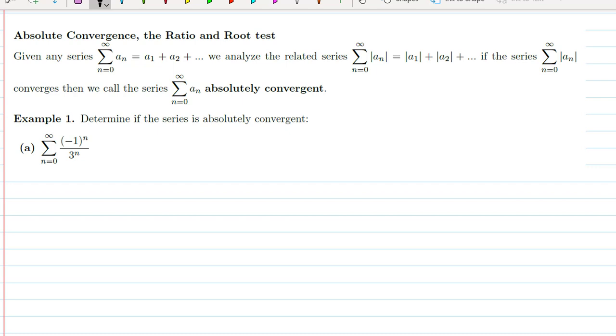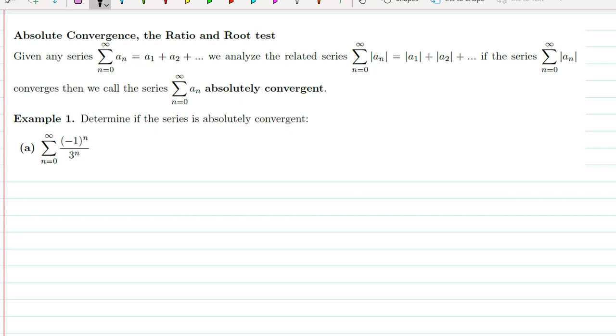Given any infinite series, the sum as n goes from 0 to infinity of a sub n, so a1 plus a2 plus a3 and so on, we analyze the related series, the sum as n goes from 0 to infinity of the absolute value of the a sub n's, which would be the absolute value of a1 plus the absolute value of a2 plus and so on. If the series of the absolute value of the terms converges, then we call the original series absolutely convergent.